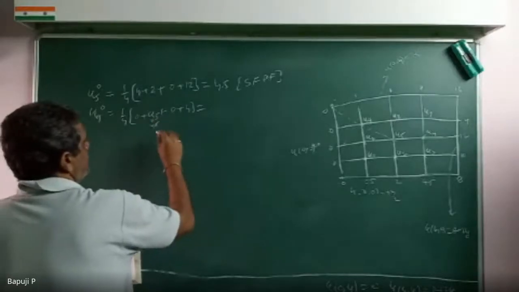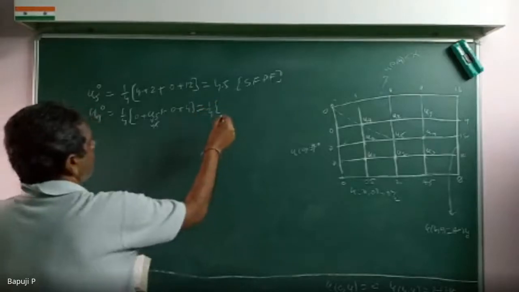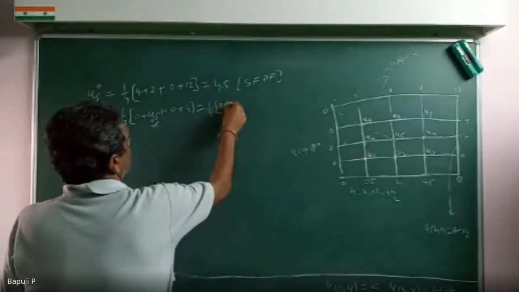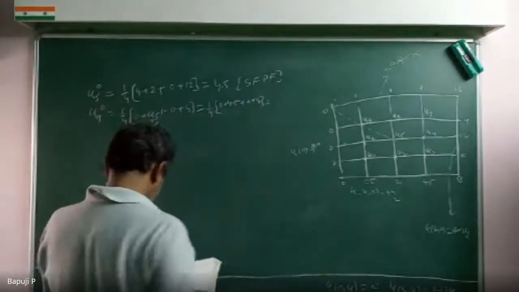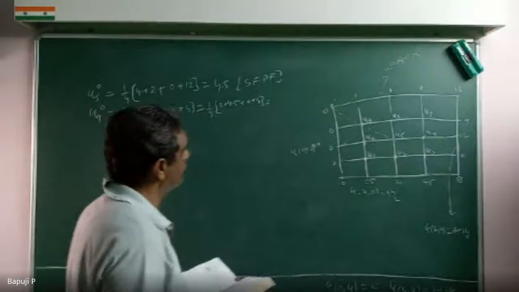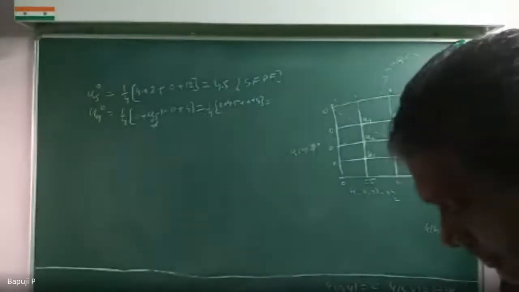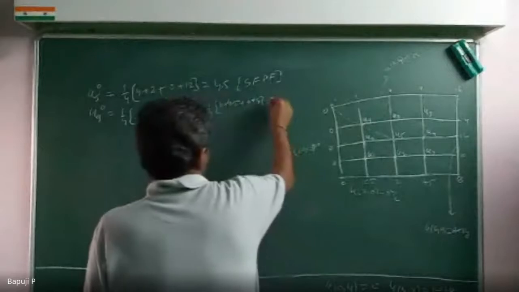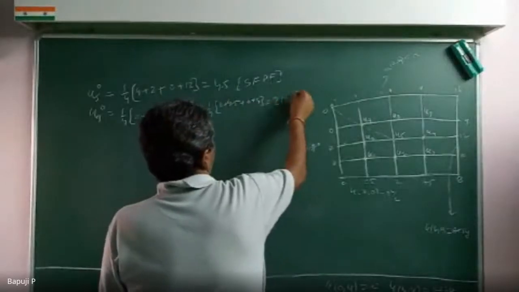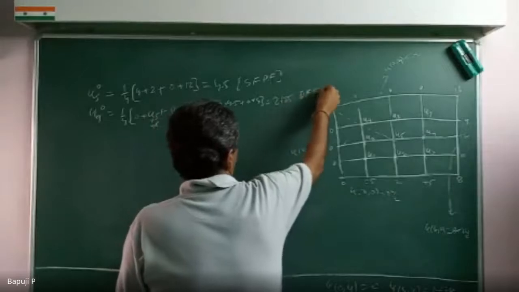Next step we can write. I am skipping this directly, so okay, I will write. What value did you get? 2.125. This is how you get it using the diagonal 5-point formula.